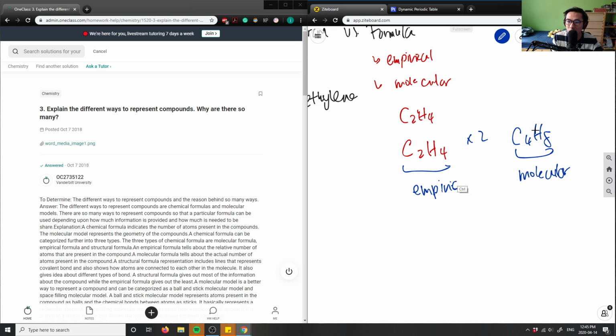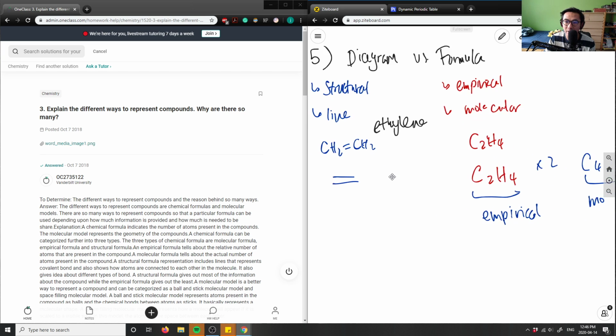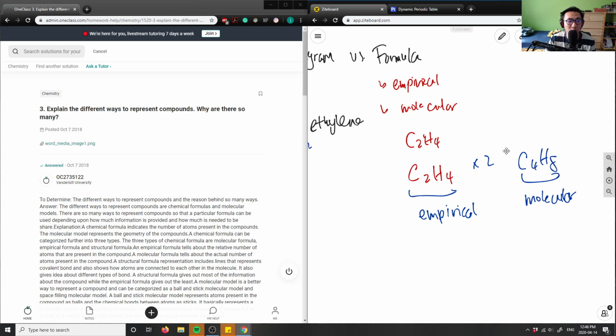Again, you could think of the empirical formula as the lowest terms, but it changes the integrity of the chemical formula. So there's a limit to how you can express these things in terms of formulas and diagrams. The diagram is much more specific. It shows you bonding and how atoms are connected together. So a diagram is actually much better than a formula here. C2H4 and C4H8: again, there are isomers with this.